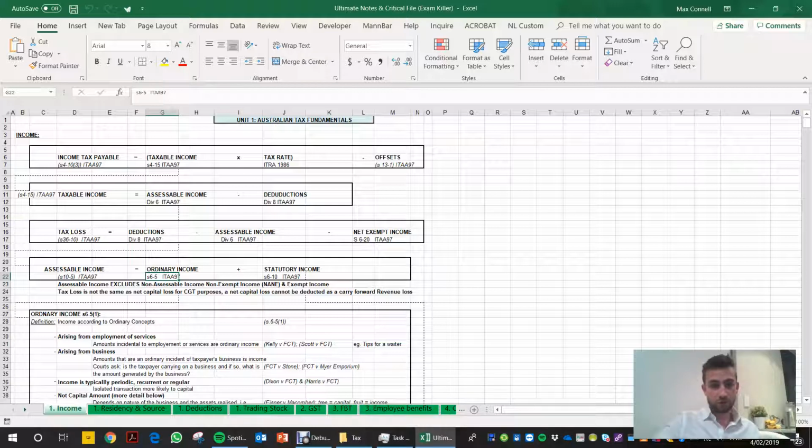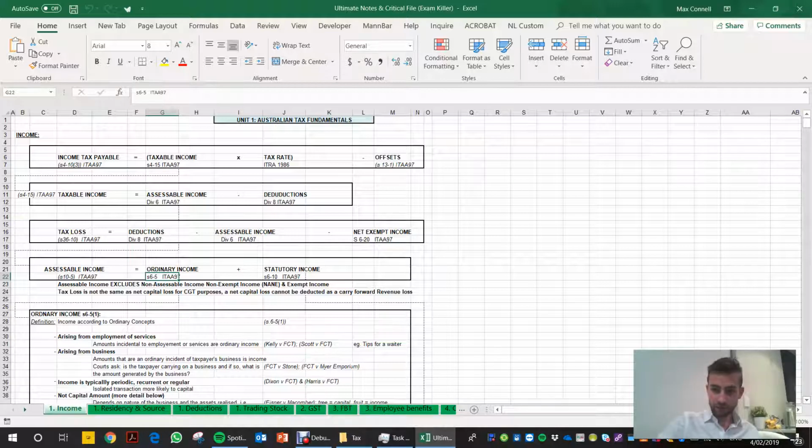I usually tell my students that if they're not really sure which section reference to use, for example, they've got a mind blank or they've lost their notes, the 2 most common ones you can use, if you can't think of a specific section reference, are ordinary income, which is section 6-5, or deductions, which is section 8-1. Now remember this one. Statutory income is section 6-10. It's basically capital gains and a few other very specific things which don't come up very often.